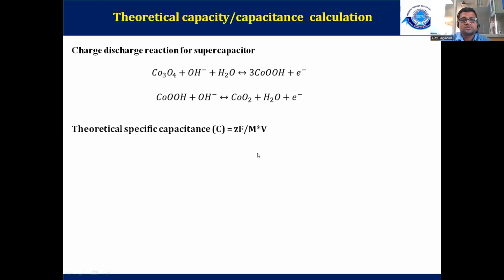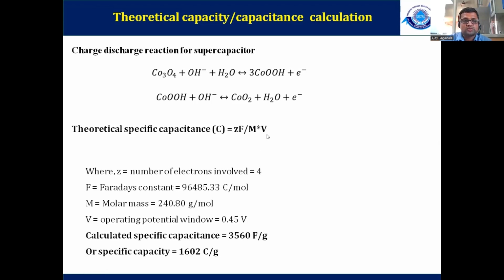So theoretical specific capacitance can be calculated using this formula, Z into F divided by M into V. Z is the number of electrons involved in the reaction, F is Faraday's constant, M is the molar mass, which is 240.80 gram per mole for cobalt oxide, and the voltage is normally 0.45 for cobalt oxide. So one can easily calculate the specific capacity and specific capacitance.